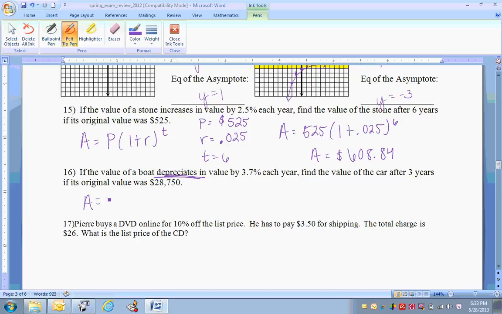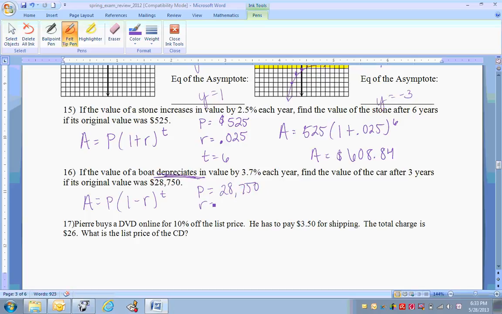Okay, on number 16, it's the same thing, except this time we're using the exponential decay formula because it depreciates. The value of the boat depreciates. So it's going to be A equals P times 1 minus r raised to the t, where our principal amount, the original value of the boat, or car, I don't know why we have two different words there, is the original amount.